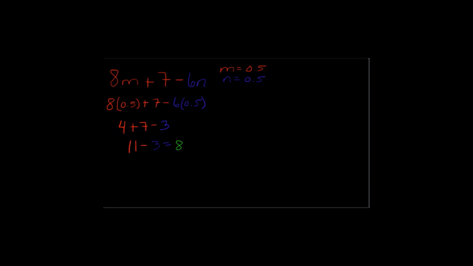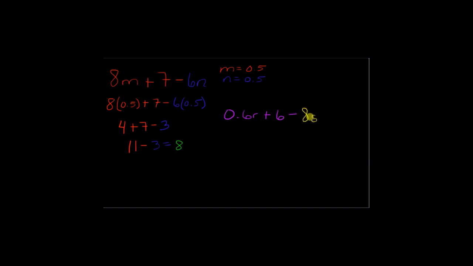Let's try another example. So we're going to start with two different letters again, so I'll use two different colors. We'll do purple and yellow. Our next equation is 0.6r plus 6 minus 8s.